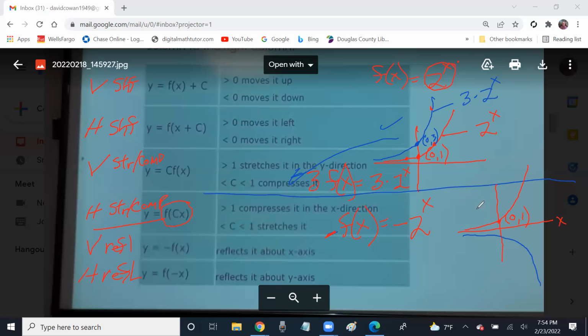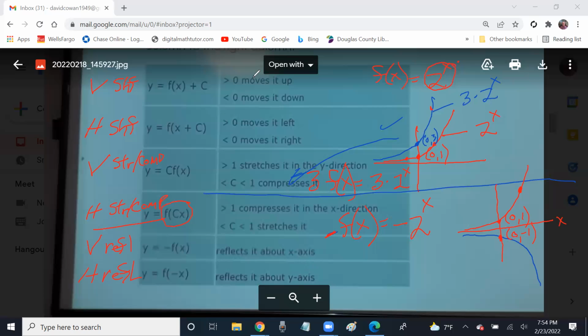In other words, this point is now 0, minus 1. And every point on here, if that point were 5, 7, then this point down here would be 5, negative 7. It is a mirror image, as long as, no, I don't want to call it a mirror image. That's confusing, actually. It's a reflection. That's what reflections are. Okay?